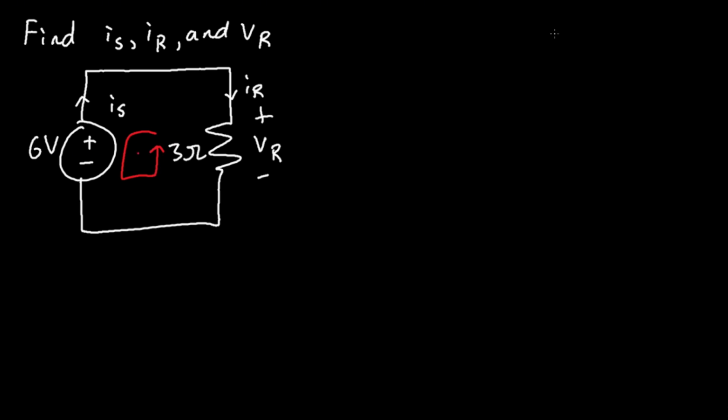Which of the voltages are drop and which of the voltages are rise? Well, if you go in the counterclockwise direction, V of R is a voltage rise, as you go from the negative to positive side. So V of R is a voltage rise. How about the voltage source? If you go counterclockwise, you go from the positive to negative side. Therefore, this is a voltage drop. The voltage at the source is 6 volts. Therefore, V of R is equal to 6 volts per KVL.